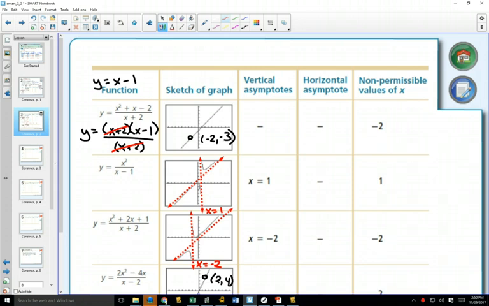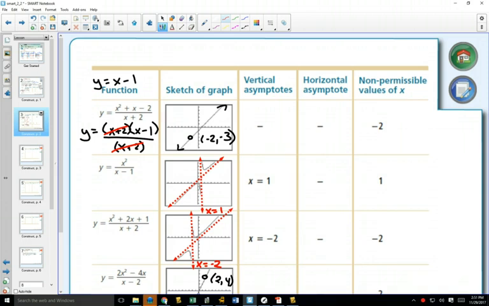We can't divide by 0. So I look at my original function and say, what would be not allowed? I have an x plus 2 in my denominator. I can't plug in -2 because then I would divide by 0. And of course, your graphs would have arrowheads on the end.